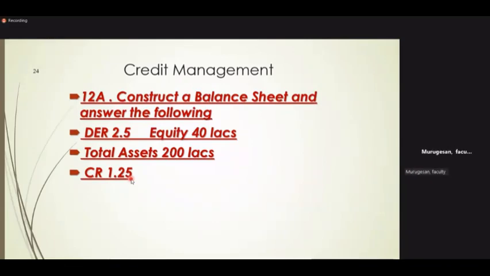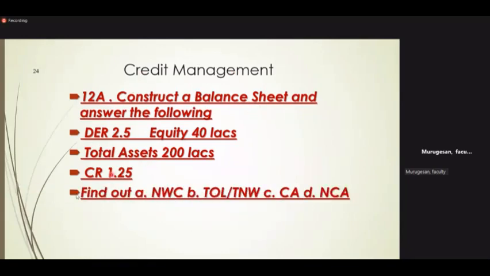So we got 1.25, sir? And they have given this data, boss. This current ratio 1.25. They will give, boss. These are the data they have given. Now you have to answer the following. Now your balance sheet is ready with these three data. Debt-equity ratio, equity. With this available data, now you have constructed a balance sheet. Now you can answer any question.